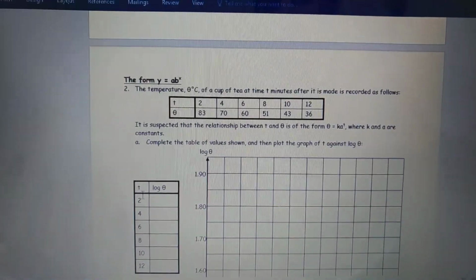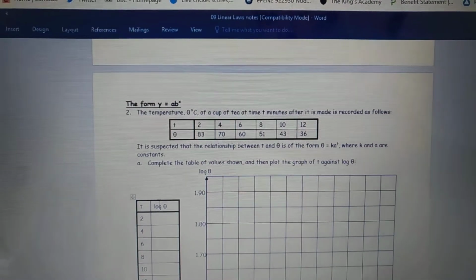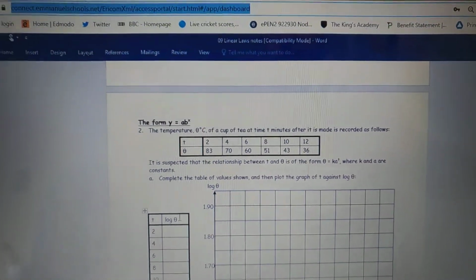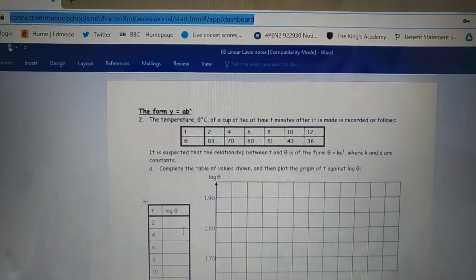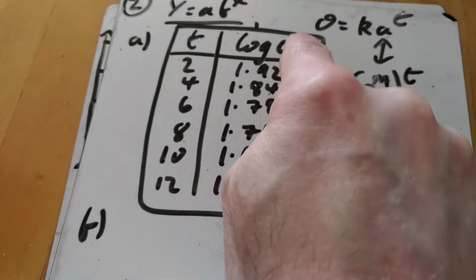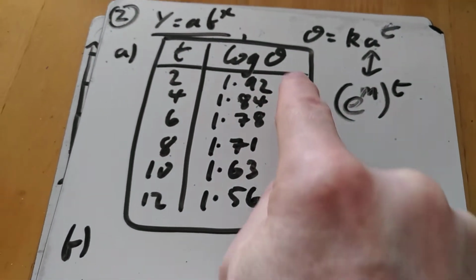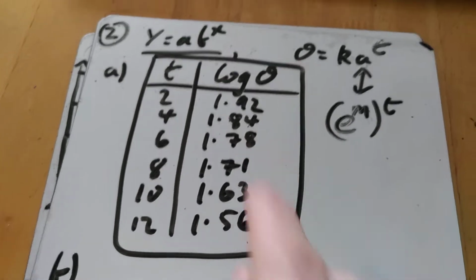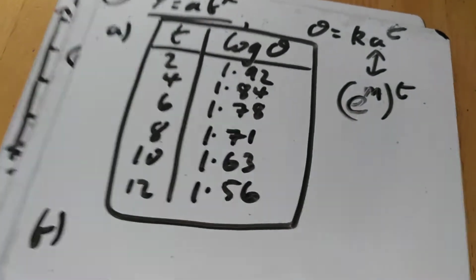In this case, it's t against log theta, not log t against log theta. We'll show you why in a moment. Work out the values in the table and plot them and see what happens. So I've got here values of t, worked out values of theta, log theta, sorry, yet again to the base 10, and then I've done a rough plot of those like this.